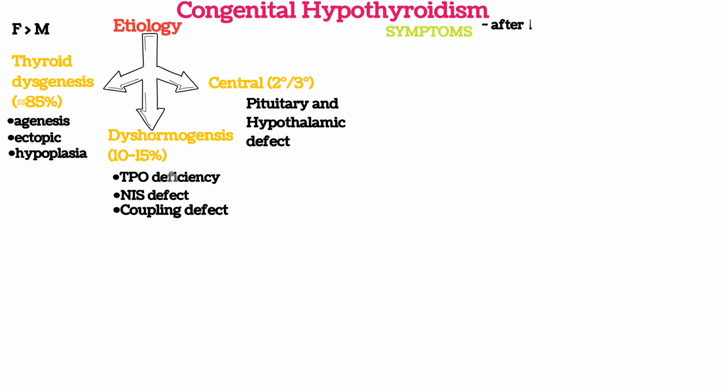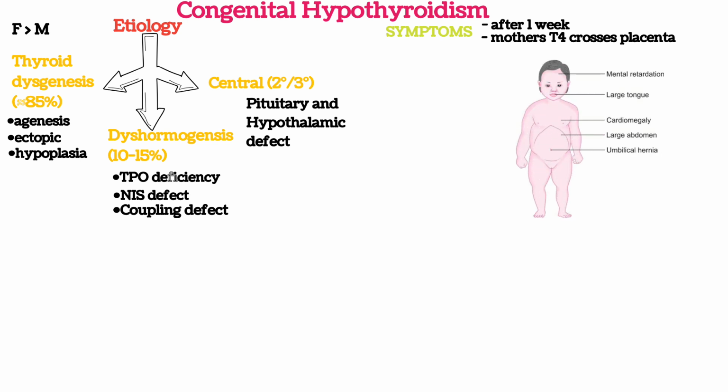If we talk about symptoms, they will appear after 1 week, because maternal T4 will cross the placenta and stay in the blood of the child for a week, and no symptoms will appear till then. Then there is mental retardation, macroglossia, and umbilical hernia. These are very high-yield features of hypothyroidism in neonates. Hypotonia, and there is also delayed closure of fontanelles. Delayed closure of fontanelles is also a symptom of congenital hypothyroidism.